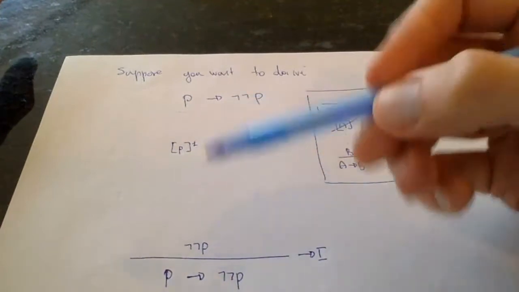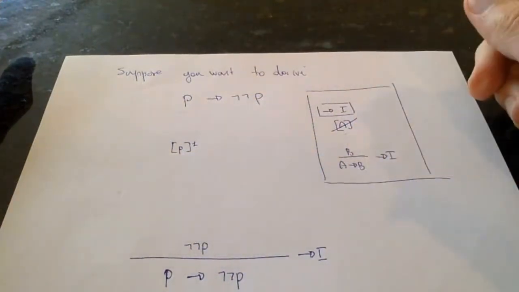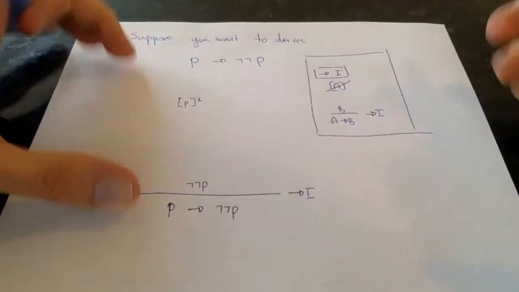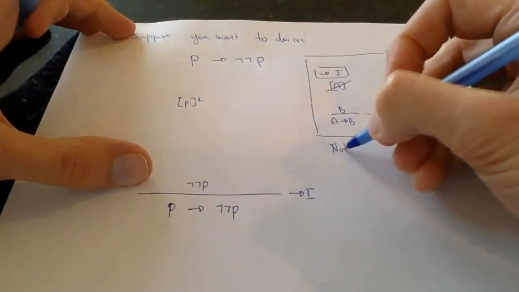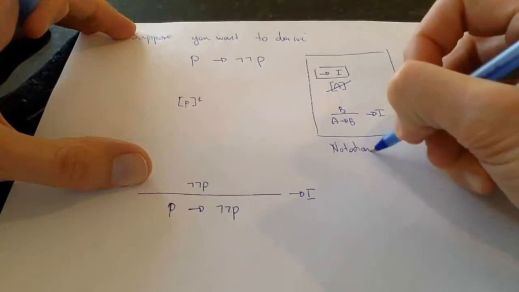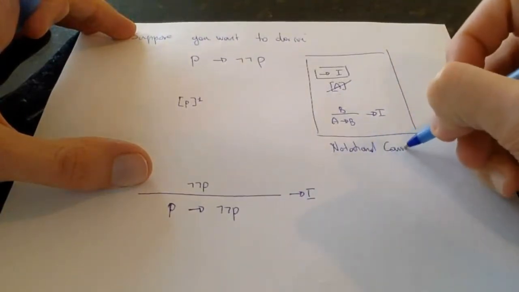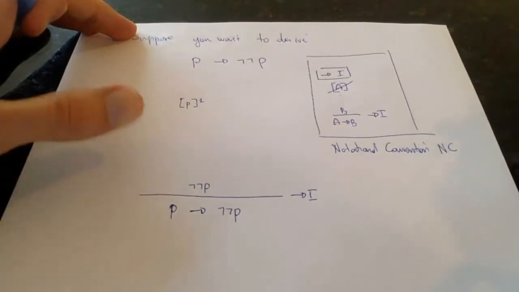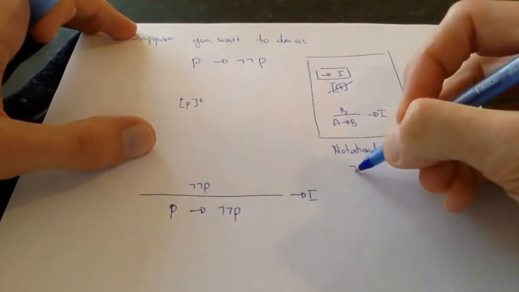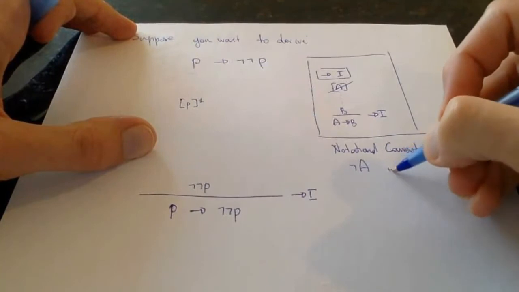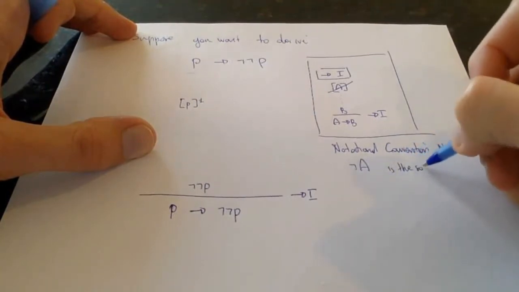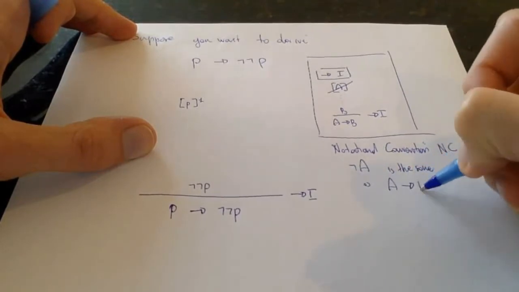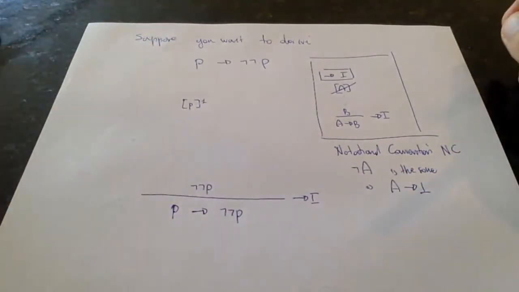Now here we have not not P. Now, whenever we have a negation, it's also important to use our notational convention, NC, which says that whenever you have something like not A, it is the same as A implies the contradiction.